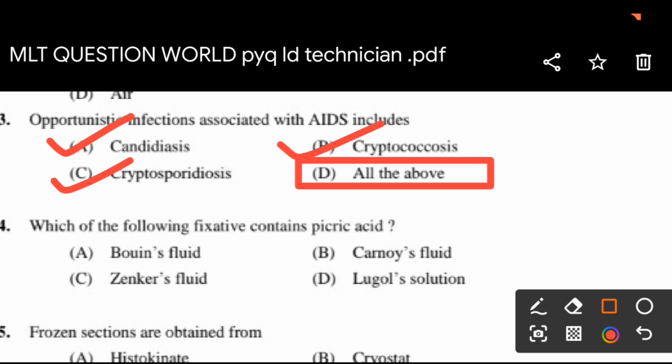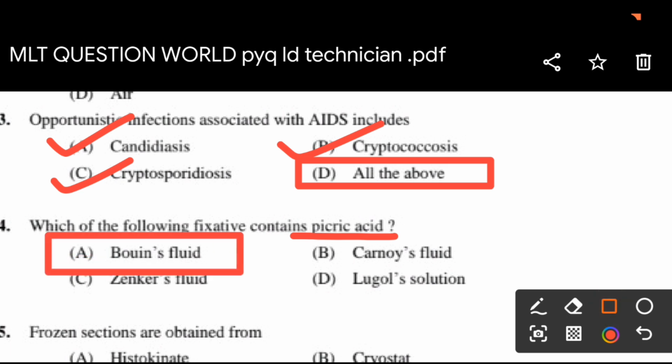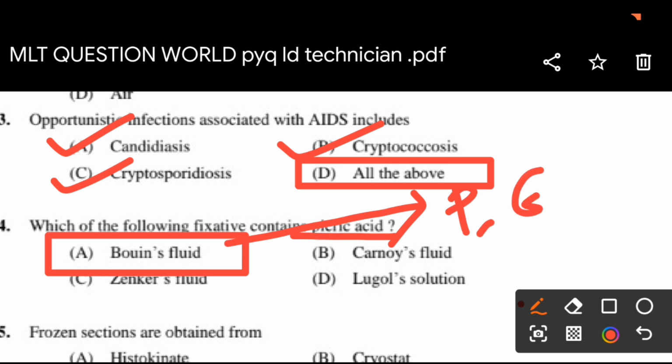Next one. Which of the following fixative contains picric acid? Boyne's fluid, Carnoy's fluid, Zenker's fluid, Lugol solution. That is picric acid containing fixative. Right answer is Boyne's fluid. What are the other contents of Boyne's fluid? Picric acid, glacial acetic acid and formalin.